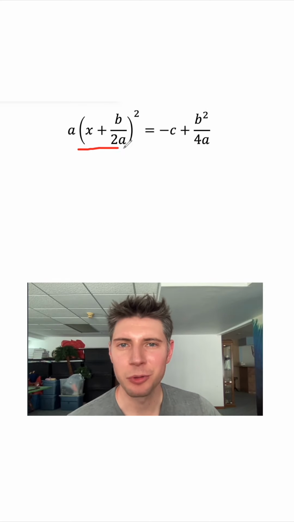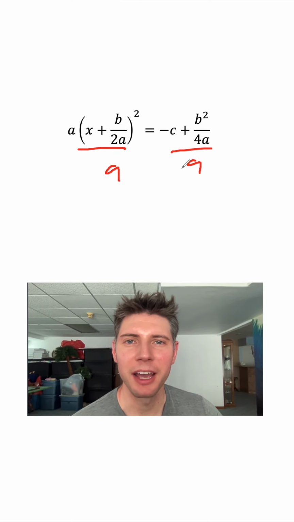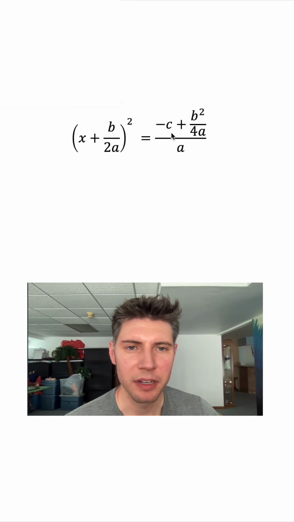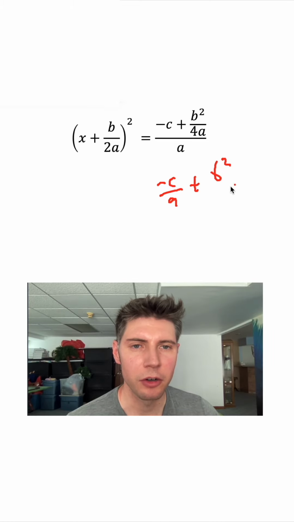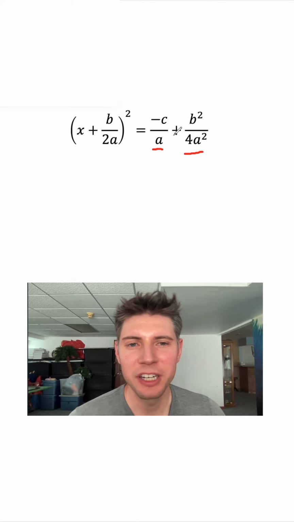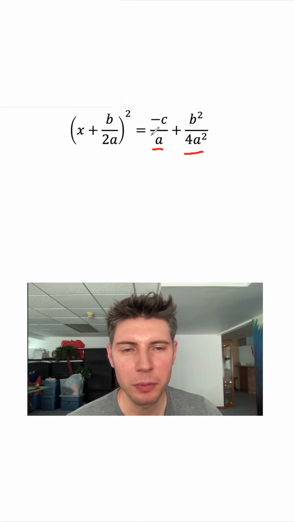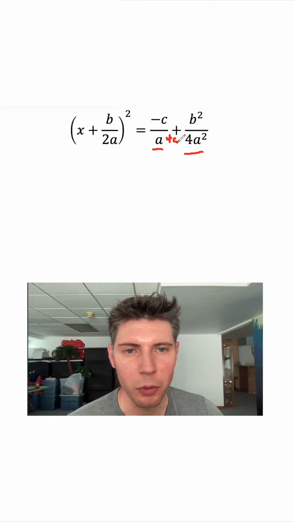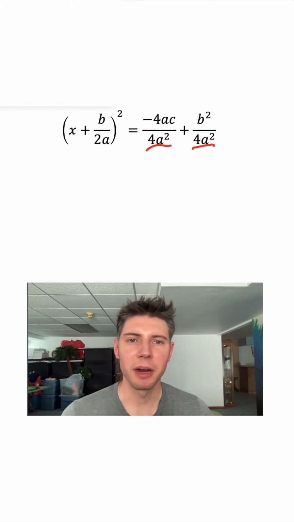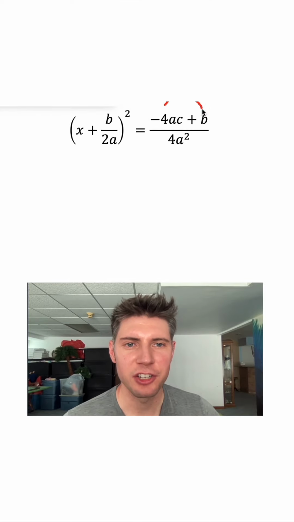Next, we're going to divide both sides of the equation by a. On the left side, these two a's will cancel. And on the right side, this will become a negative c over a, and this will become a b squared over 4a squared. I see two fractions on this right-hand side. We need to give them a common denominator. If we multiply top and bottom of this by 4a, both fractions will have a 4a squared for their denominator. We can combine them into a single fraction. So let's change the order of these.